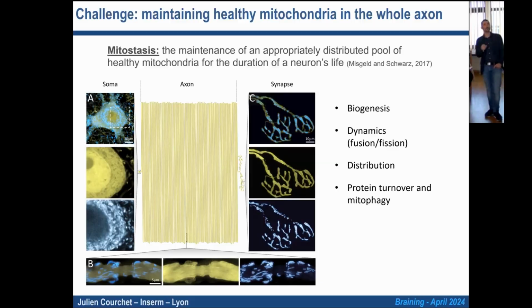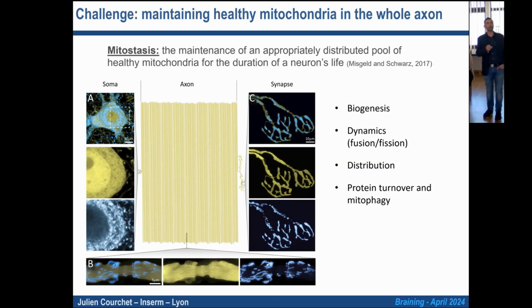I told you that the axon is very long, so that leads to some challenges. And in 2016, I'm correct, it should be the reference. My bad, sorry. So this is a review paper in Neuron by Tom Schwarz and Thomas Misgeld that defines a concept called mitostasis.